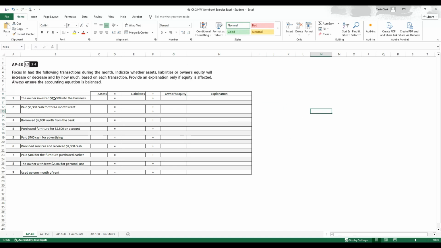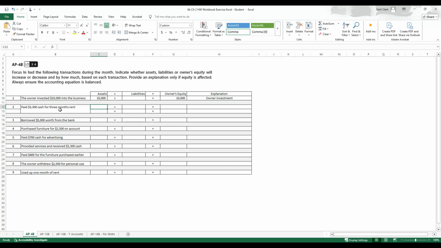Okay, so the first transaction is that the owner invested $10,000 into the business. And so here, remember this is a contribution transaction. And so the business's assets will go up 10,000, so that's positive there. And then owner's equity will also go up by 10,000. And we'll put an explanation since owner's equity was invested, and we'll say owner investment. Okay, and 10,000 on this side, 10,000 on this side. Our equation is balanced, and we're doing good.